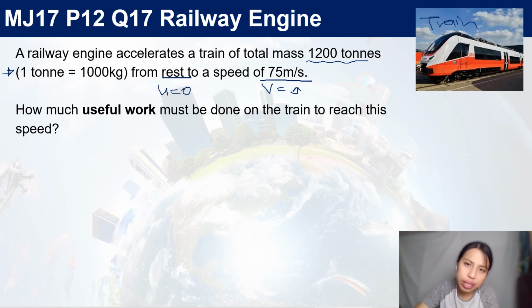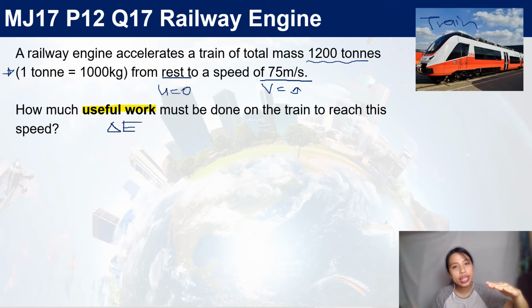The next part that some of us may find a bit strange is this phrase, useful work. How much useful work must be done on the train to reach this speed? Try it out if you have not. You can pause the video if you need more time. But useful work in this case is related to change in energy. Somehow the engine is doing work so that this train starts with no kinetic energy, can start moving and reach a certain kinetic energy. So remember, when you see the word work, it is related to a change in energy.